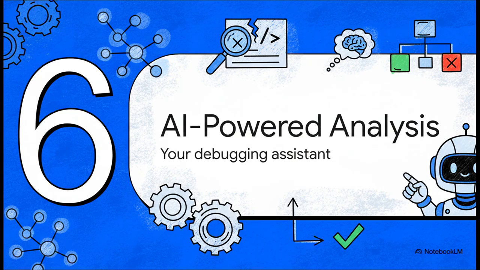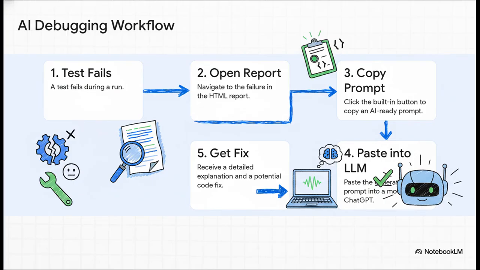Okay, last but not least, let's talk about something that feels a little bit like the future. The Playwright team has built in a feature that uses AI to help you understand why your test failed. The workflow is so simple. When a test fails, you open the HTML report, and there's a new button right next to the error. You click it, and it copies a specially made prompt. Then you just paste that into your favorite AI chatbot, and it will often give you a super detailed explanation of the failure and sometimes even suggest a code fix.